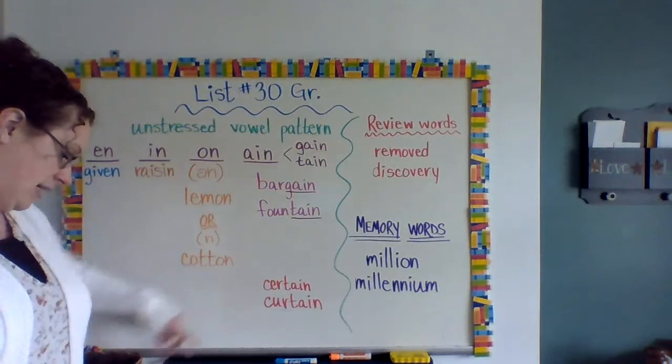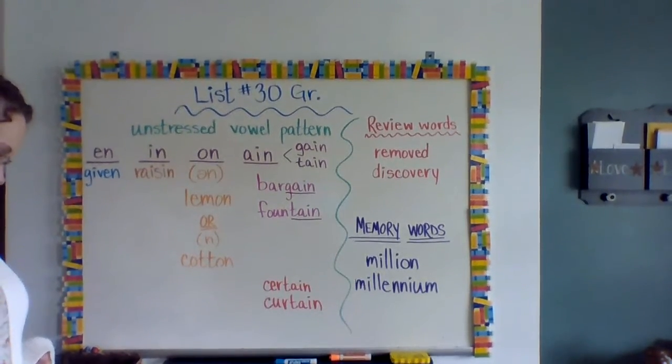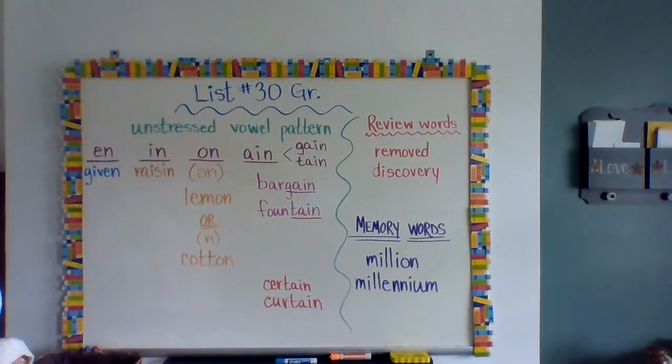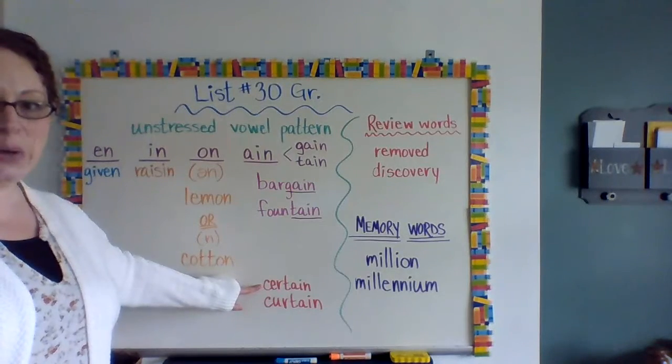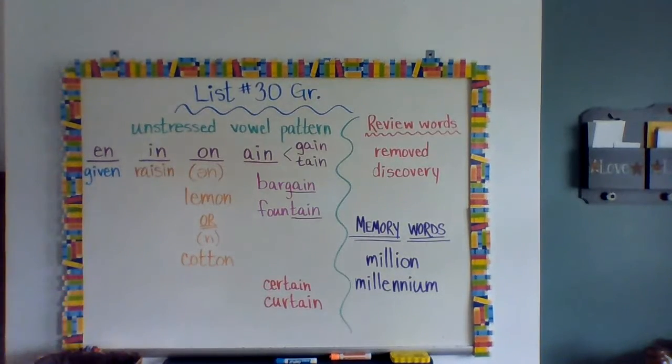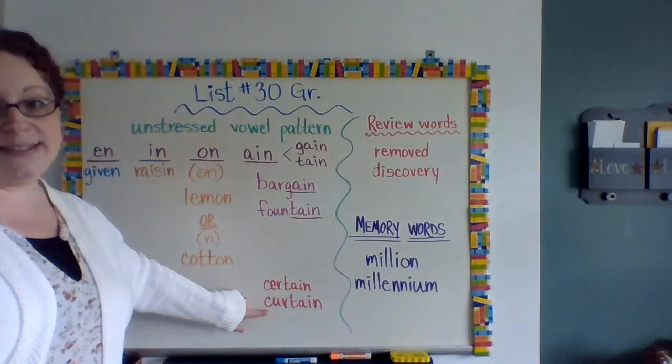So remember the rule for C-E: the letter C says the S sound when followed by an E, I, or a Y. So it's followed by an E, so it's a soft C sound. Certain, so you hear the S. And then curtain, spelled with a C, but you hear the K sound.